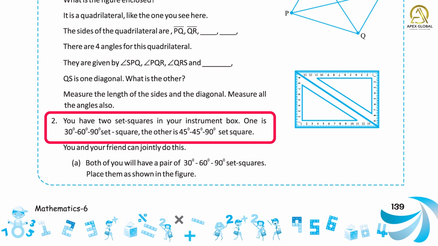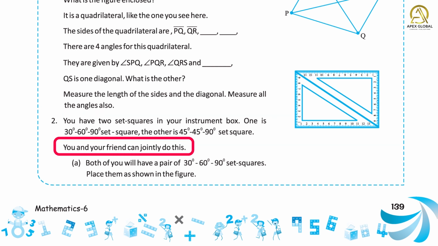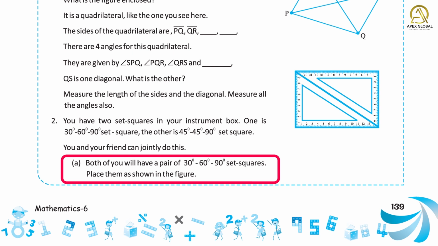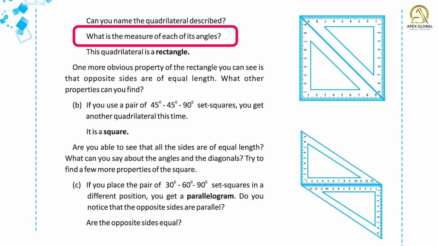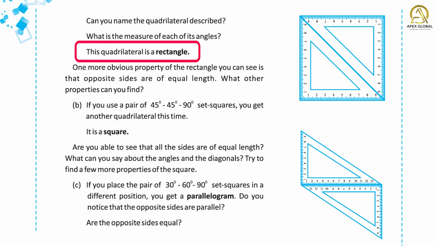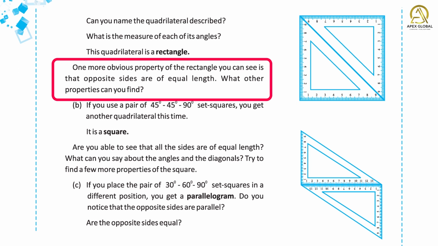2. You have 2 set squares in your instrument box. One is a 30, 60, 90 degree set square. The other is a 45, 45, 90 degree set square. You and your friend can jointly do this. A. Both of you will have a pair of 30, 60, 90 degree set squares. Place them as shown in the figure. Can you name the quadrilateral described? What is the measure of each of its angles? This quadrilateral is a rectangle. One more obvious property of the rectangle you can see is that opposite sides are of equal length. What other properties can you find?